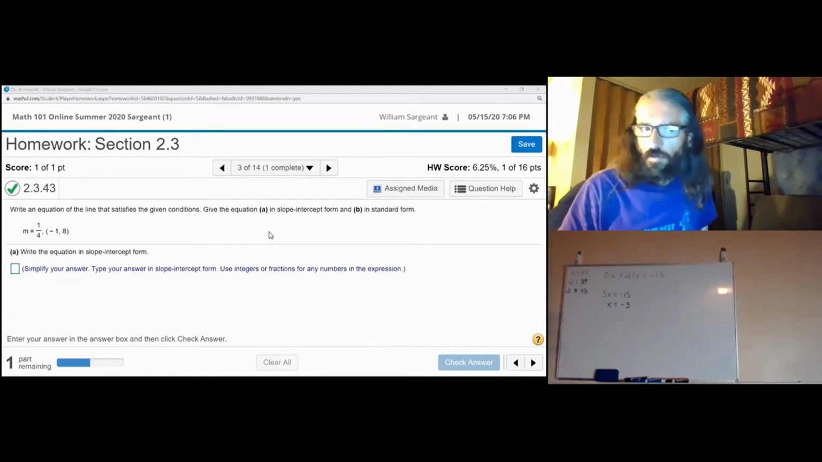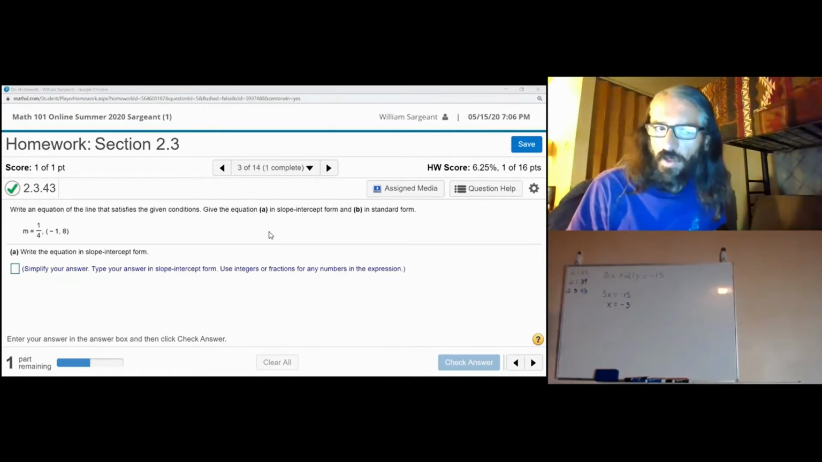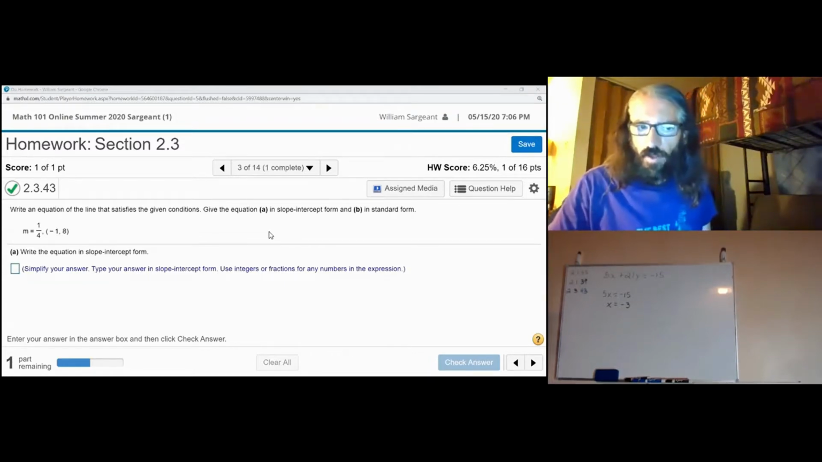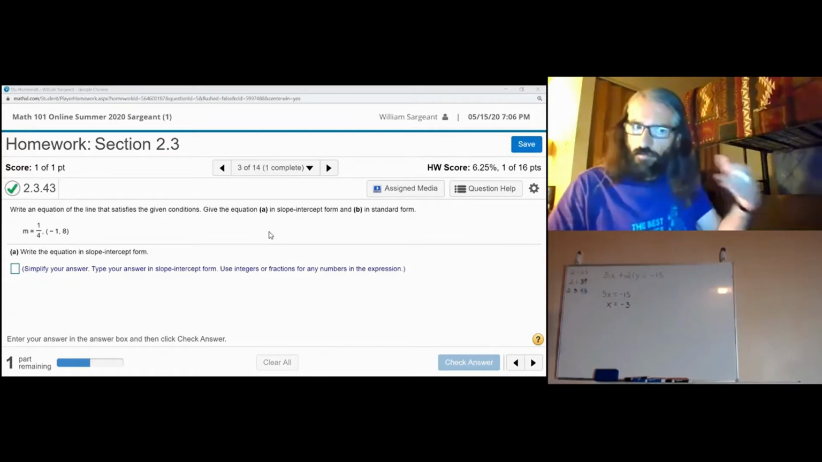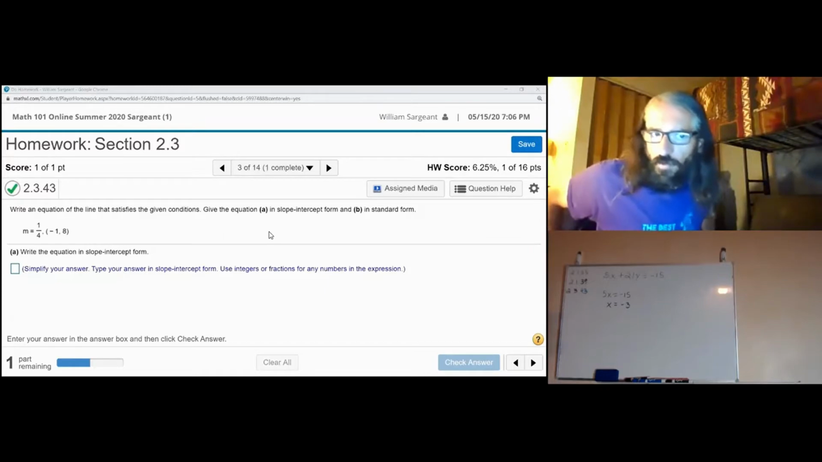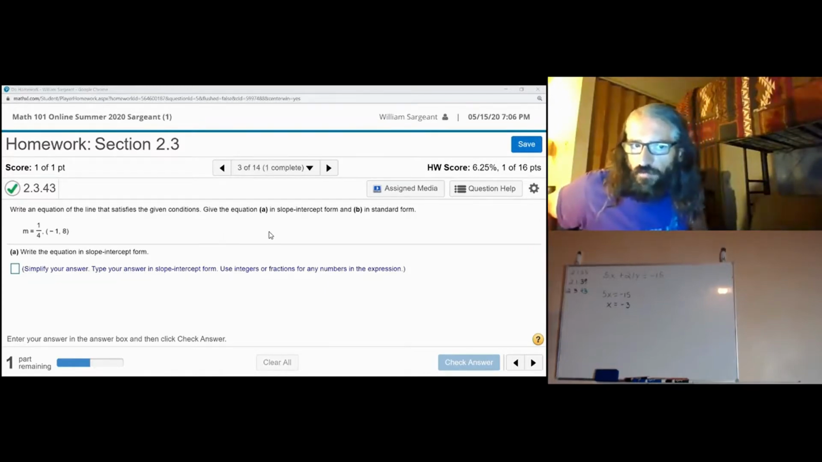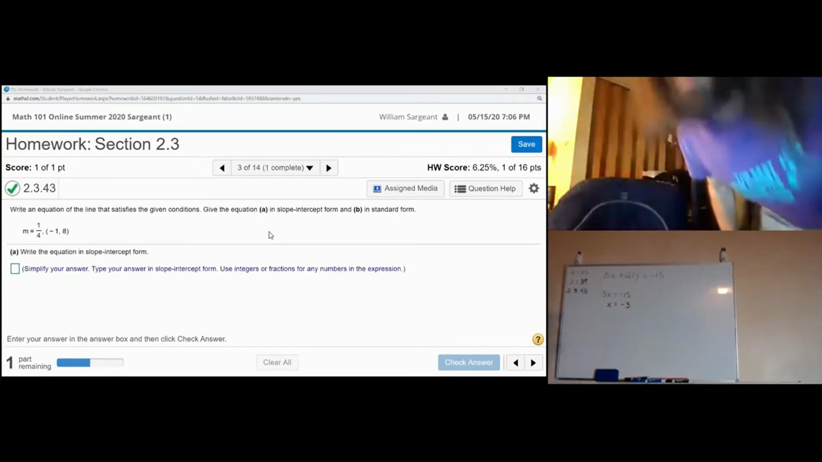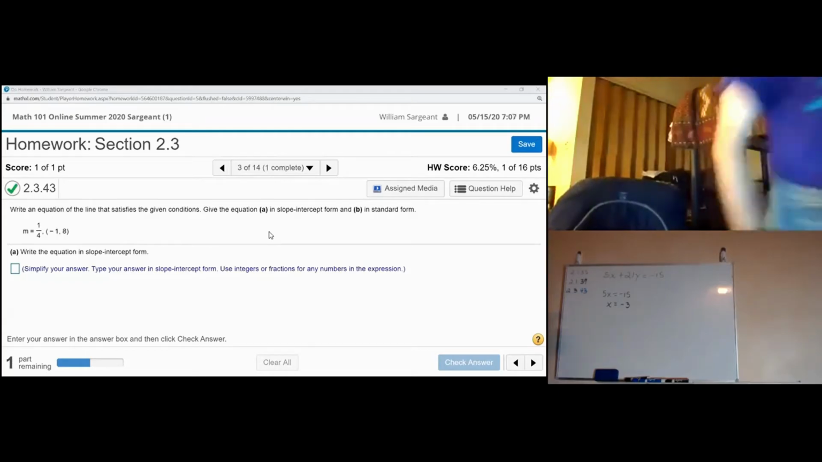So we're given the point -1, 8 on a line, and that line has got to go through that point. That line also has to have a slope of 1/4. We want to write the equation of that line in slope-intercept form and standard form. So, -1, 8. Slope of 1/4.